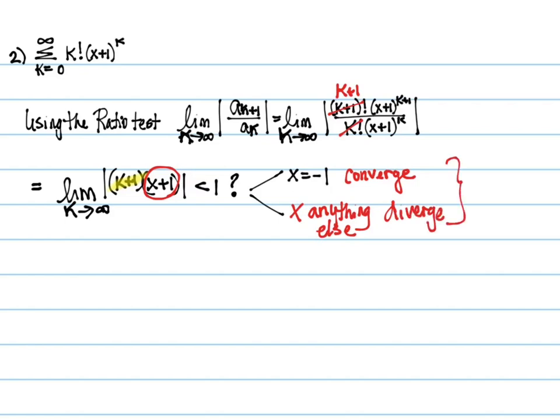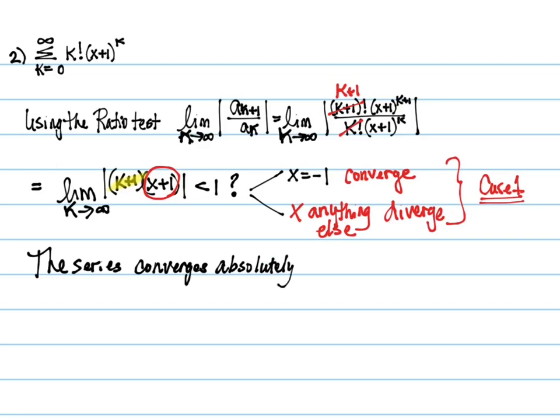And you guys already pinpointed it, and I'll write it down here too. It's case 1. We're in case 1 here. So what does that mean? Well, it means that the series converges absolutely, but only at x equal negative 1.